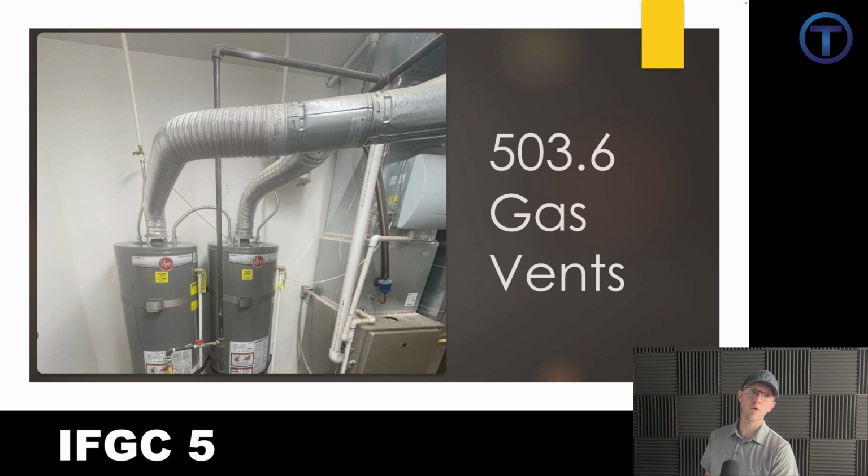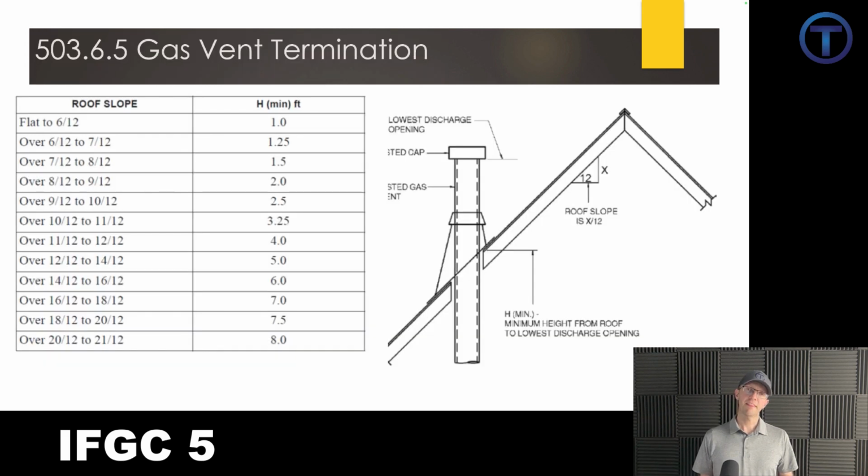Let's move on to 503.6, and this is where we get into gas vents. As usual, we get a plug for the manufacturer's installation instructions. They say whatever you're hooking up, however you're installing this, make sure you're doing it according to those instructions. There is a very important table with a diagram for us to examine here. It's the gas vent termination for a sloped roof. And this is right in your code book. You've got a nice picture of a roof.